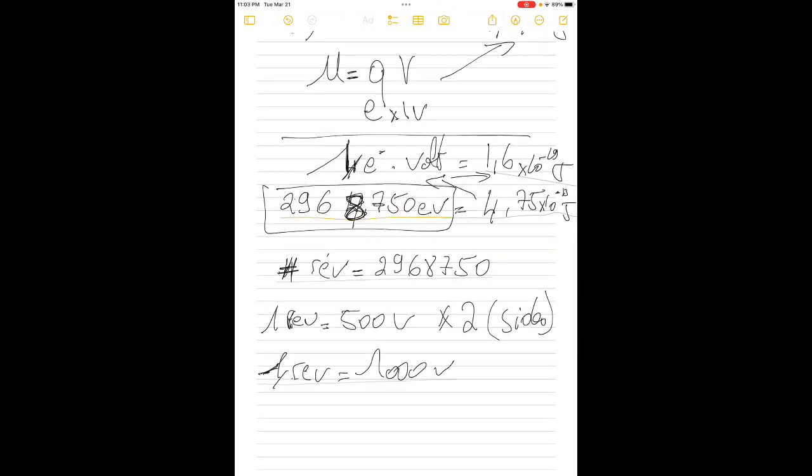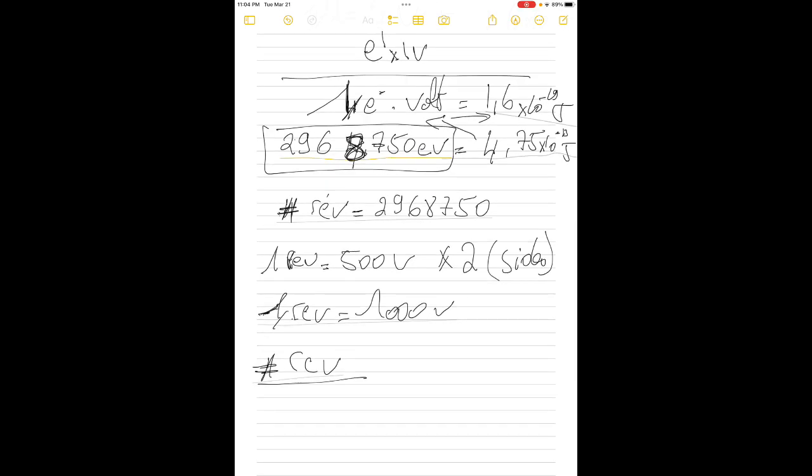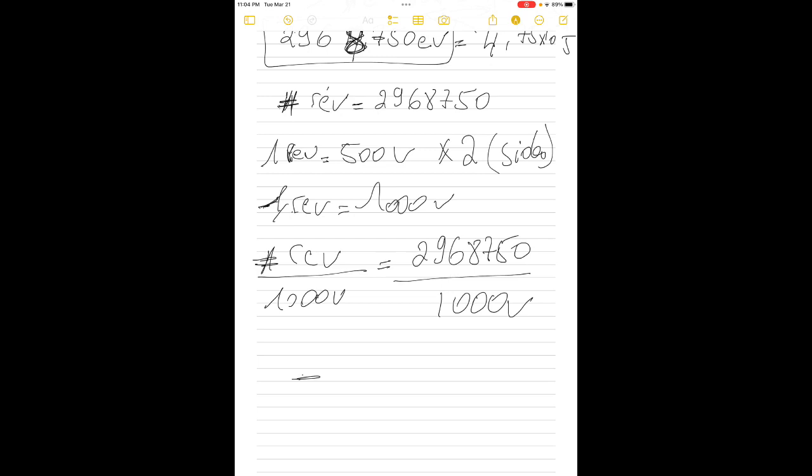So we're gonna take the number of revolutions divided by the volts of two sides, and that's per revolution 1000 volt. So that's 29,687.50 divided by 1000 volt. And now we can say the number of revolutions for every 1000 volt for two sides is equal to 29.6875.